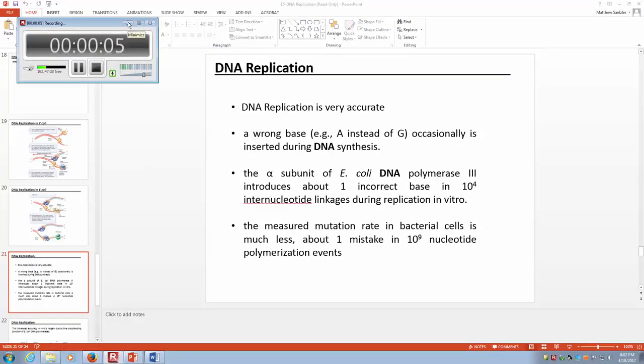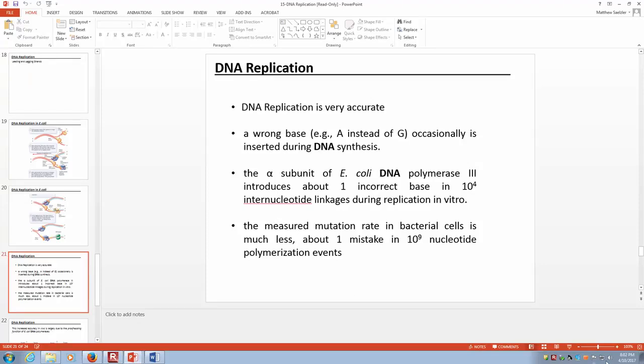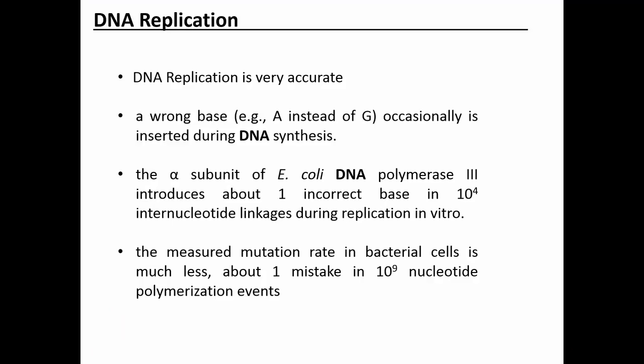So the first thing we're going to talk about is the accuracy of DNA replication. The big point is that DNA replication is very accurate. You can get mistakes during DNA replication. If you look at just one subunit of DNA polymerase III outside of a cell, so that's what it means in vitro, it actually will introduce an incorrect base in every 10 to the 4th bases. So that's 1 in 10 to the 4th.